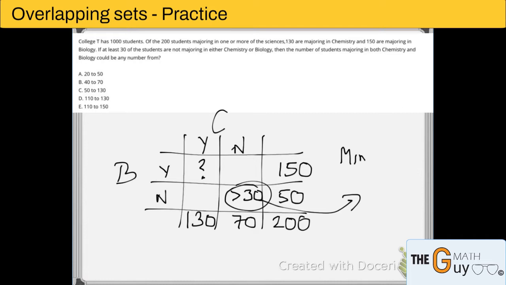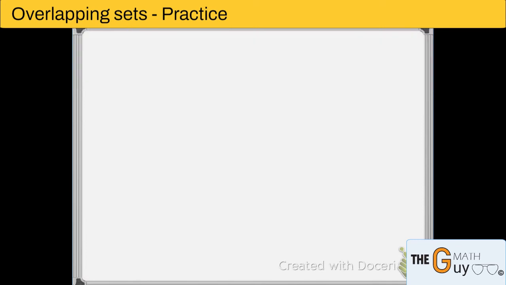minimum would be 30, right? It's at least. So the minimum is 30, and maximum is 50, right? Because how can the row add up to be 50, and yet one of the blocks is more than 50? That's not possible, right? So that limits your minimum and maximum value for this block. We're going to use that. So I'm going to use the next slide.